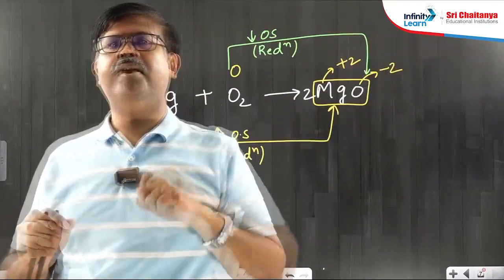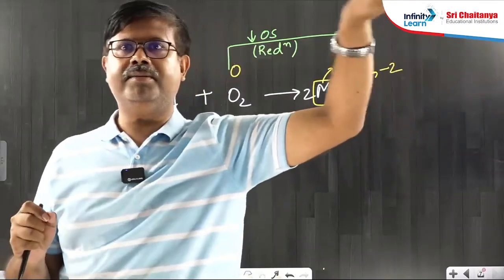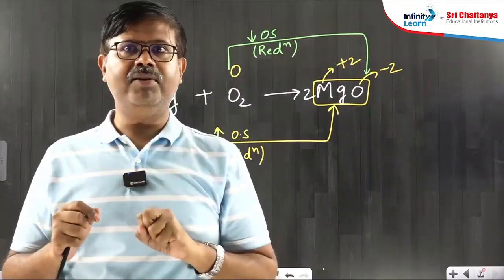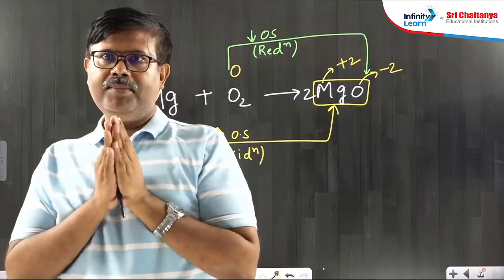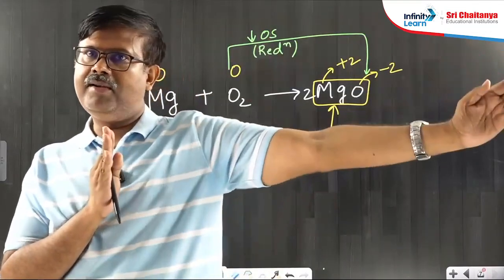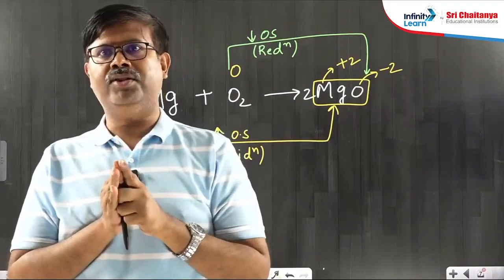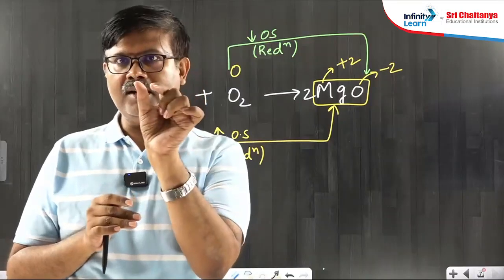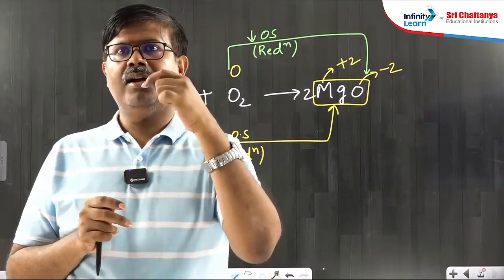Oxidizing agent means helps in oxidizing the other one. That's why it is called oxidizing agent. So these are the basic definitions. As a shortcut, you can remember like this. If something is helping the other one to reduce, this should undergo what? Oxidation. So reducing agent will be involved in the oxidation process.